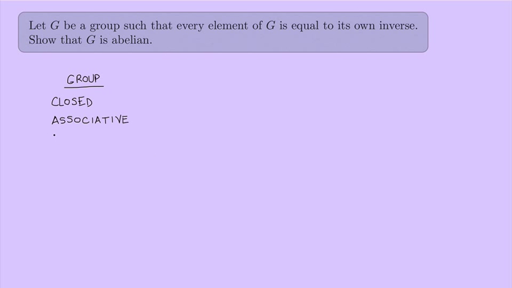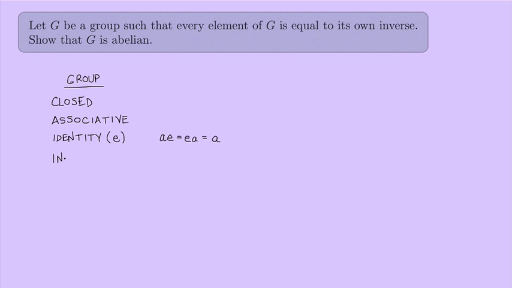Then we have the identity element. So that means that there is some element in this set, and usually you refer to it as E, such that A times E equals E times A, which equals A, where A is any element in the set.